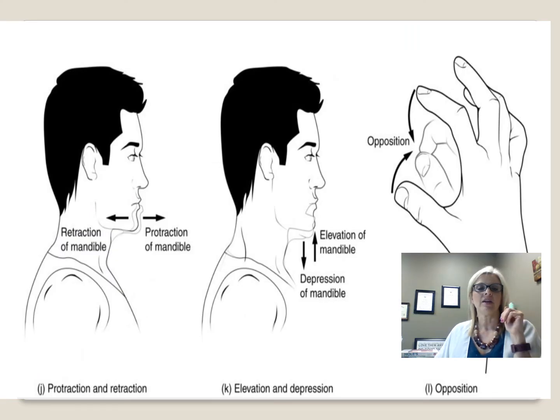All right, and lastly here, you're going to have protraction, you're going out and you're coming backwards, okay? Elevation is going to be lifting up. Depression is going to be going down. It's kind of hard for me to do while I'm talking. And then opposition, think about your opposable thumbs, okay?